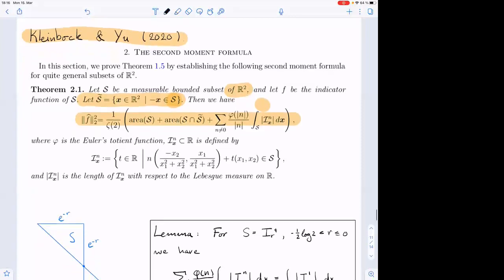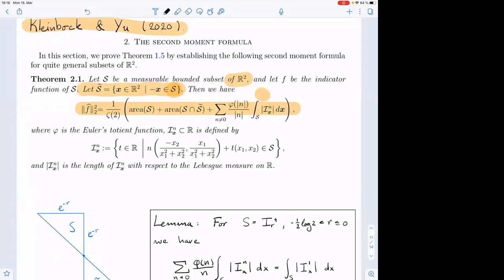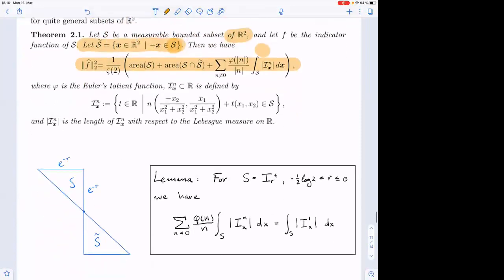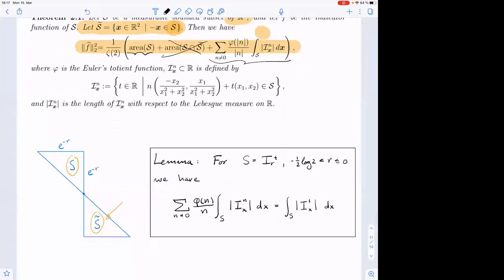It looks a little bit complicated, but actually in our case it gets very simple. First of all, this S tilde, so this would be our picture. This is our triangle, IR plus, and then this would be S tilde. We see first of all that this area here is going to be 0 because they have 0 intersection. The area of our triangle we know, and then a small argument, which I've written down here as a small lemma, will show you that in this sum of these integrals you only get a contribution for n equal to 1. So this integral here is what you need to compute.